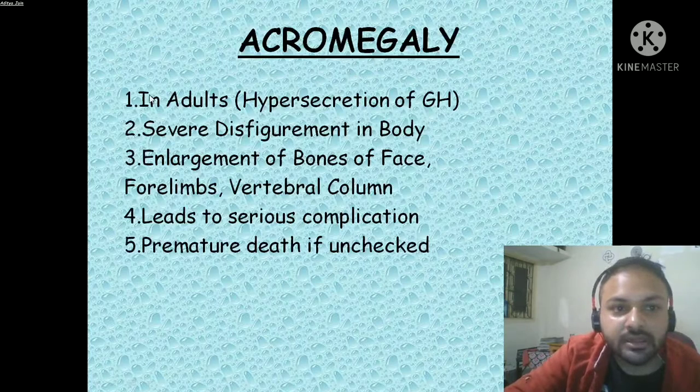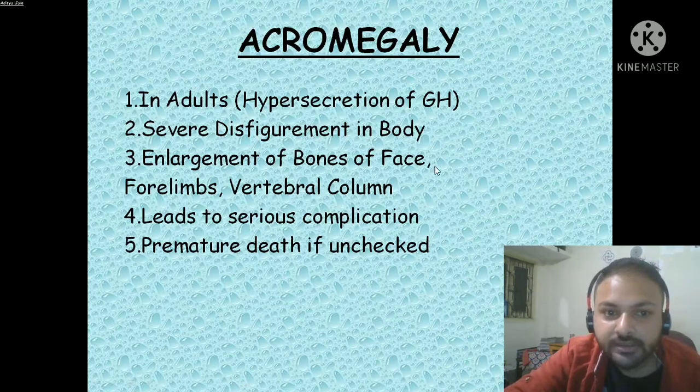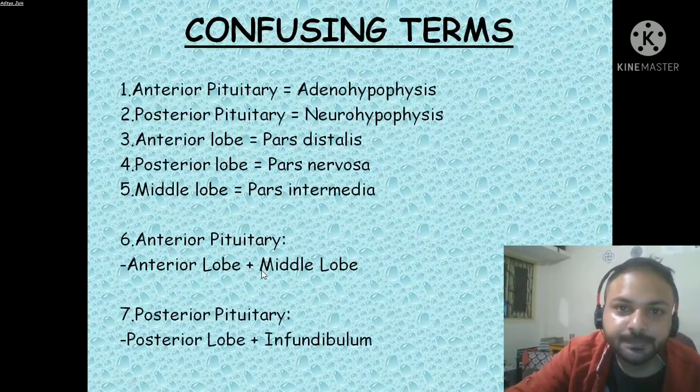Acromegaly, this disease is in adults due to hypersecretion of growth hormone. In this disease there is disfigurement of body, severe disfigurement. And how does this disfigurement occur? Enlargement of bones of face, bones of forelimbs, vertebral column. So these bones enlarge. This leads to serious complications and can lead to premature death if unchecked.